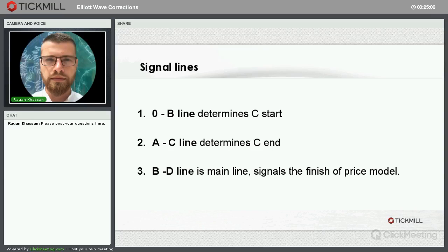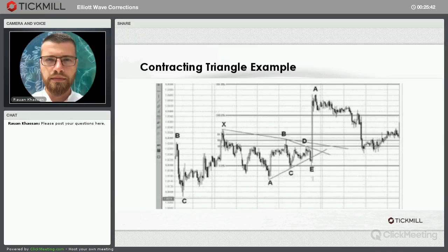The first signal line is 0B, and it connects the beginning of the correction structure with the end of wave B, and it determines the start of wave C. The AC line in turn determines the end of wave C. Finally, B and D is the most important signal line because it indicates the finish of the correction model. It looks like this on the chart.